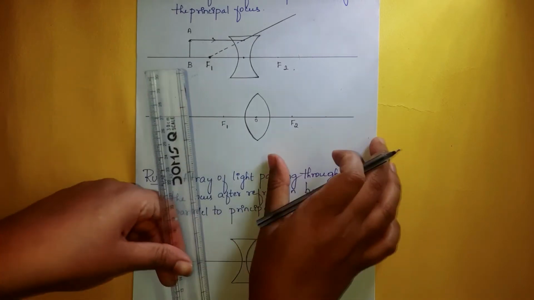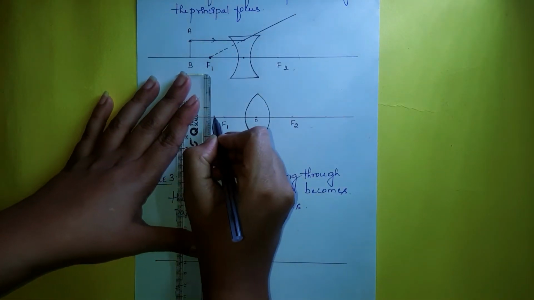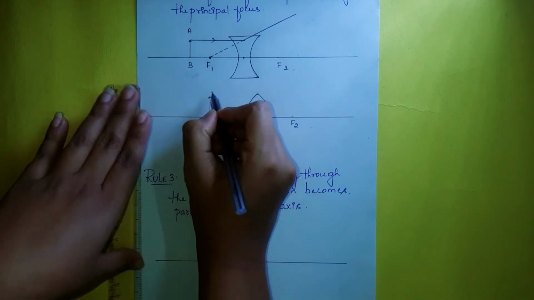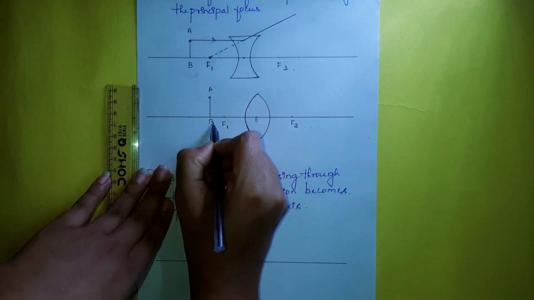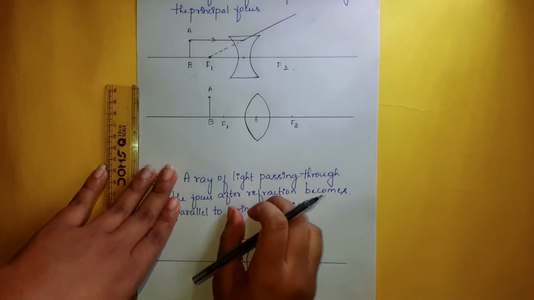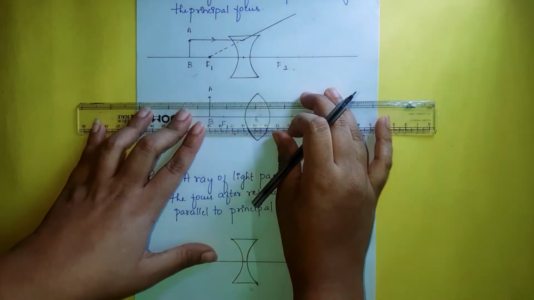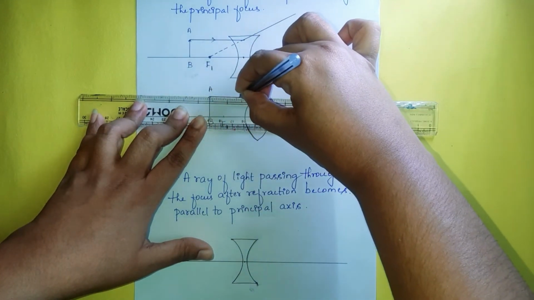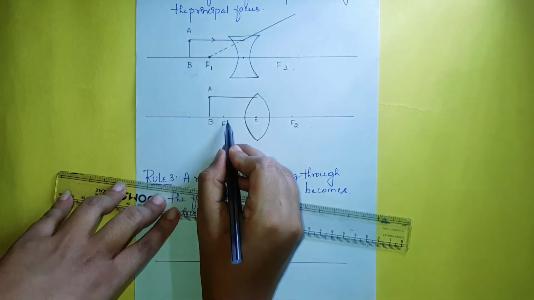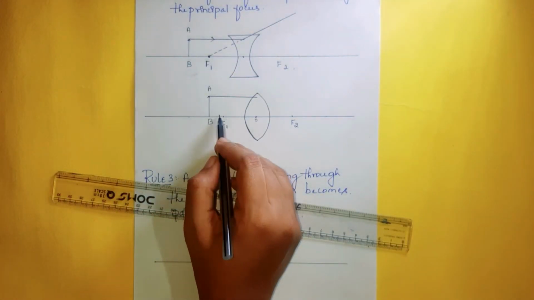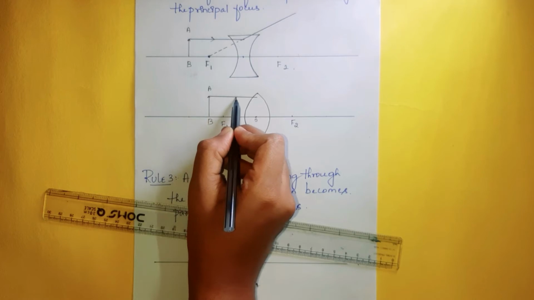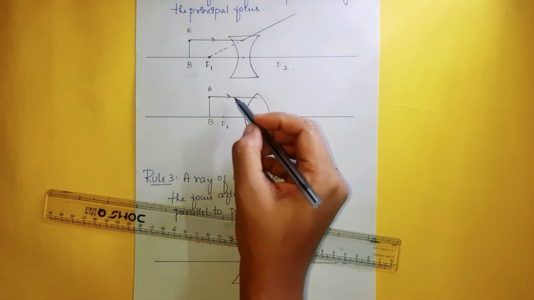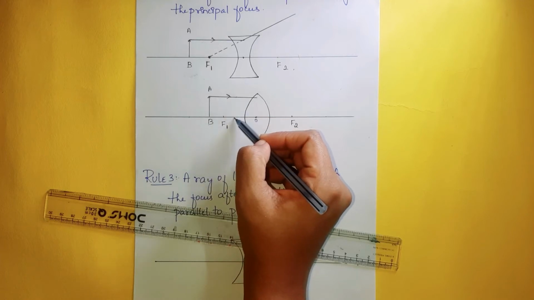Okay, fine. Now I'll place the object. You can place it wherever you want. I'll place it somewhere here and name the object A and B. Now I'll draw a line coming from the object and it should be parallel to the principal axis. From the object I have drawn a line. This will be your incident ray, and the incident ray should be parallel to the principal axis.